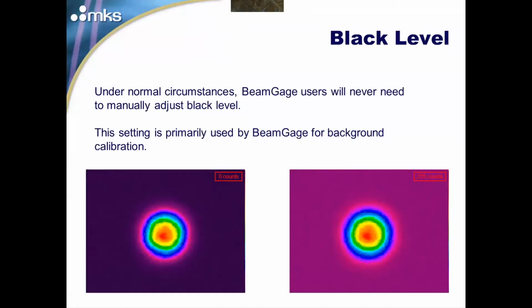Under normal circumstances, in BeamGage, you will never need to manually adjust black level. It is set pretty prominently there, but it's just not really a feature that the user needs to mess around with. This setting is primarily used for background calibration, and we'll get into that and how that works in just a minute.